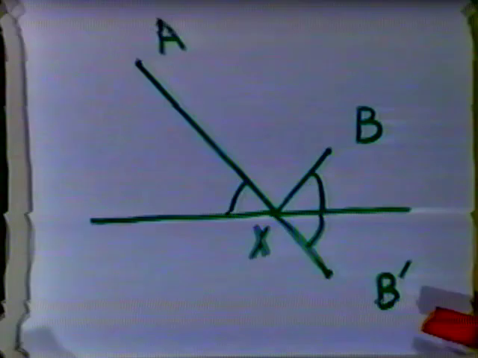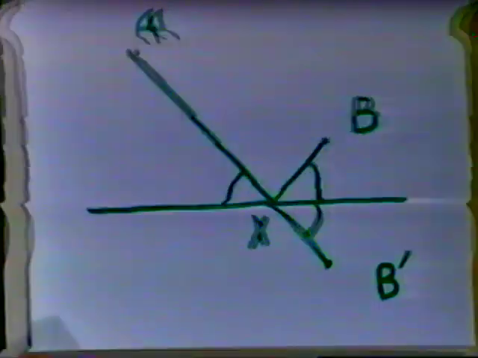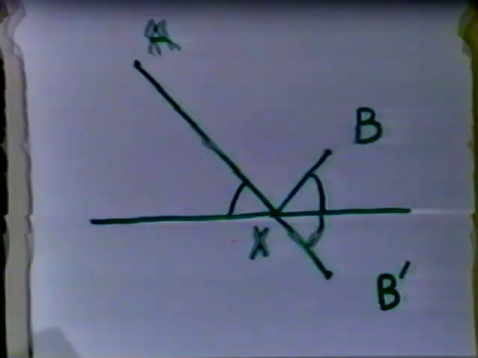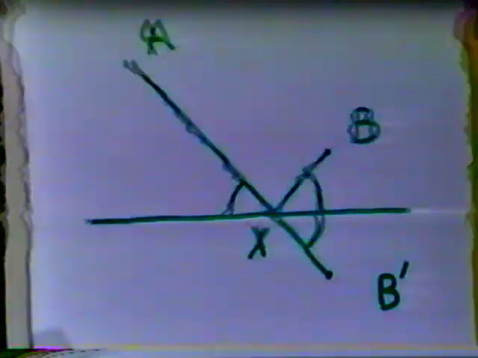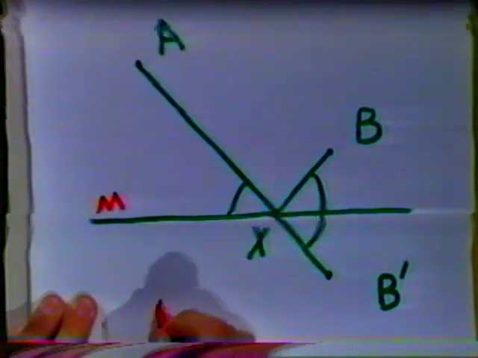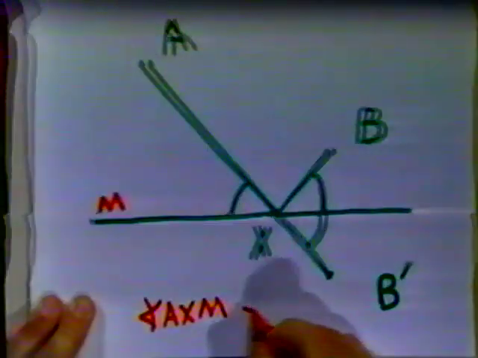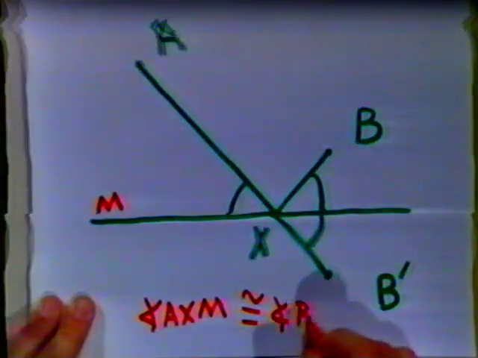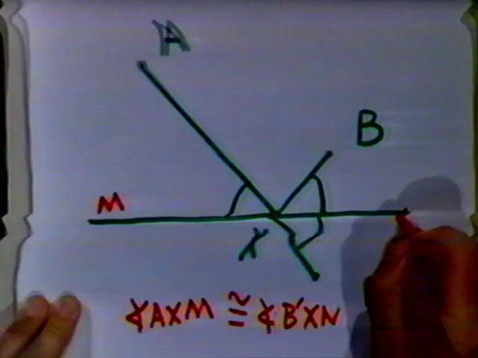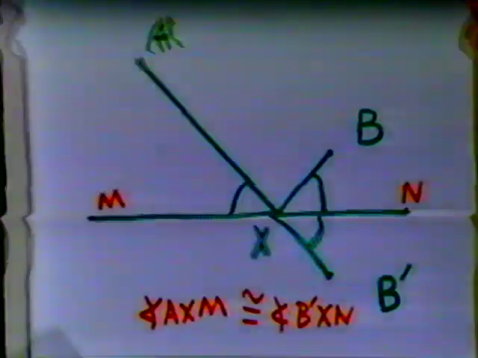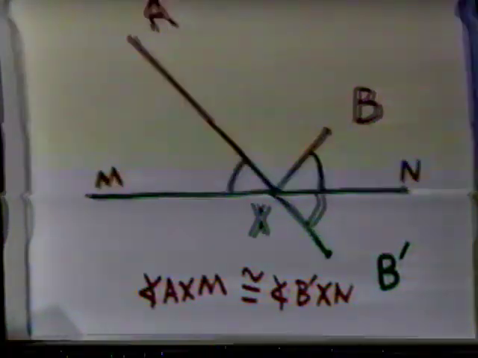Here is one way of solving this particular problem. If you take a reflection of the point B through the line to the point B prime, draw the straight line from point A to point B prime, the two angles formed, angle AXM and angle B prime XN, are guaranteed to be congruent, of course, because those are vertical angles formed by the intersection of two lines.